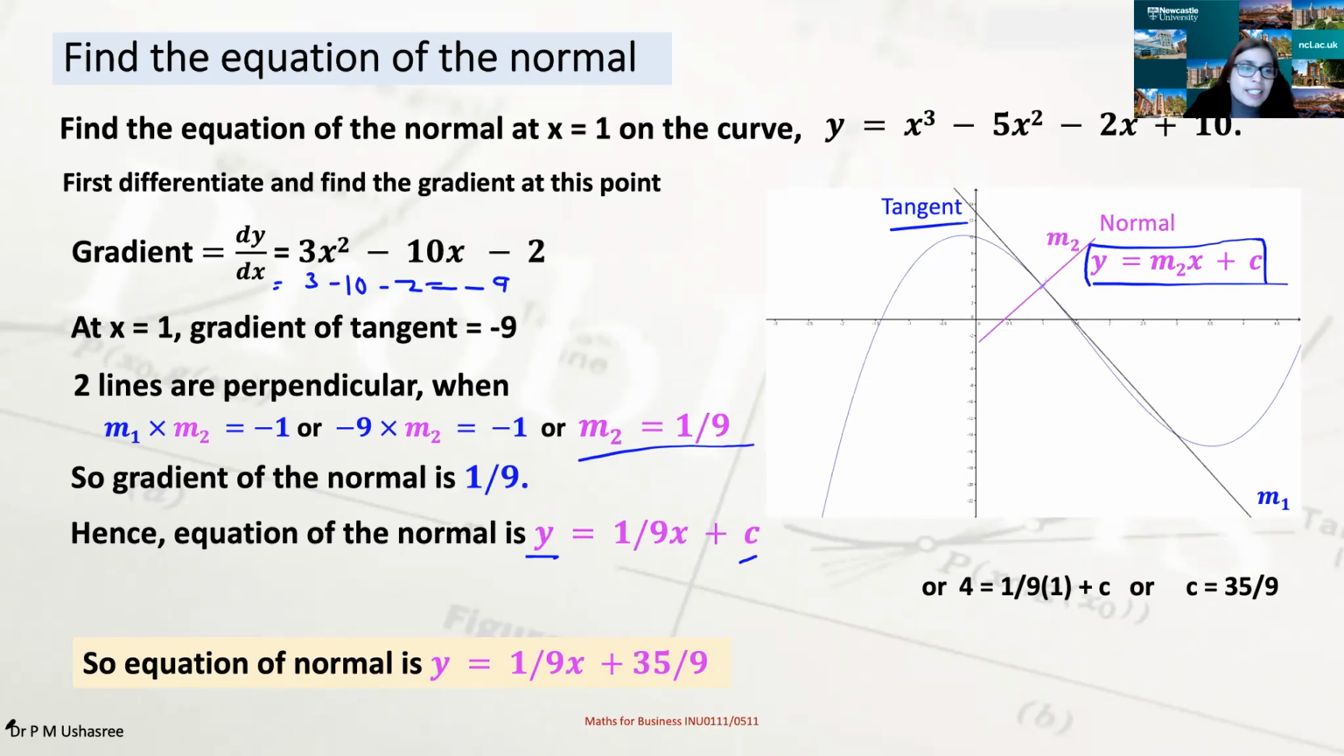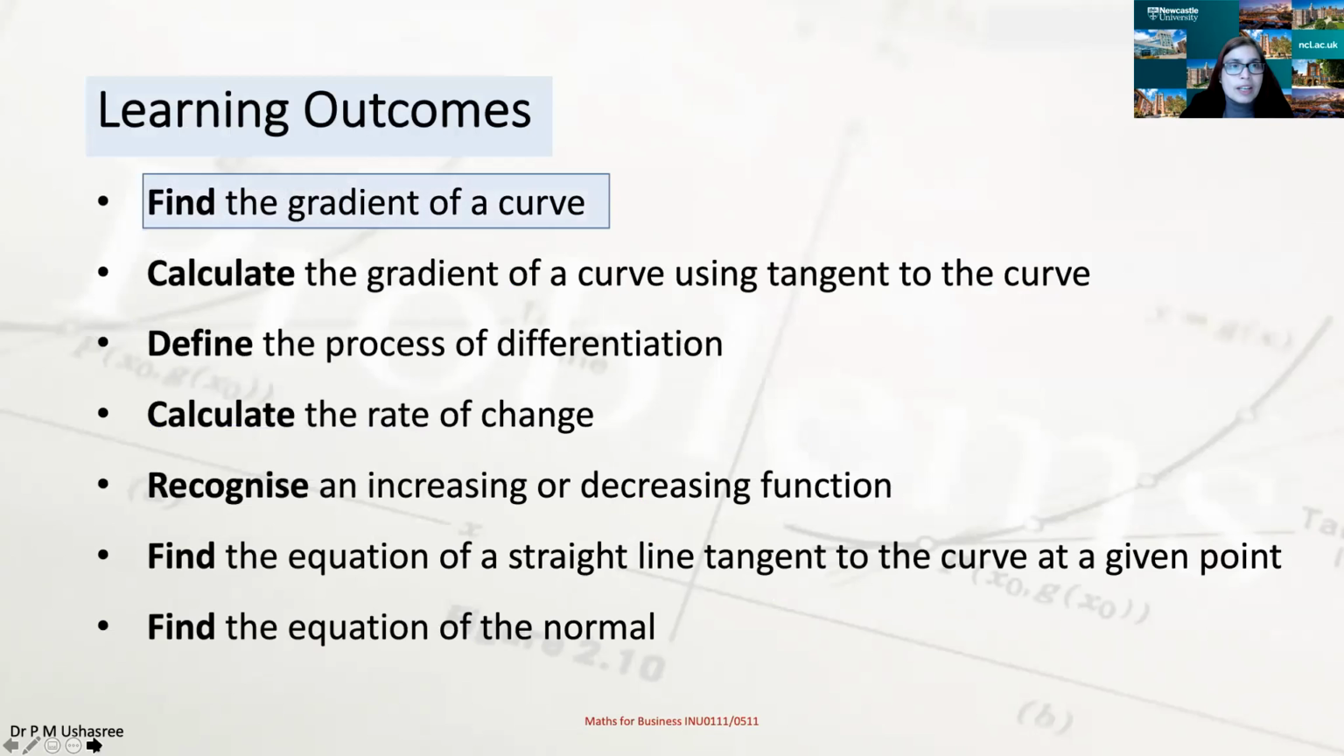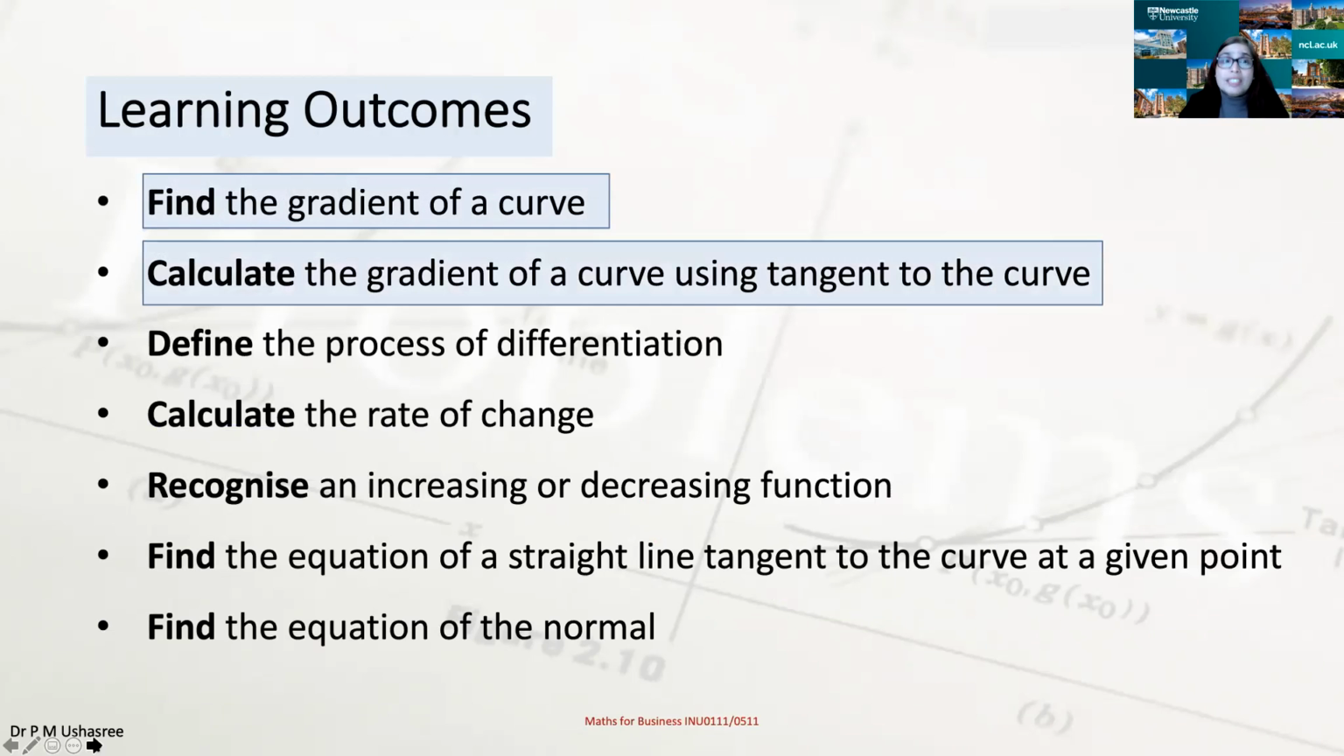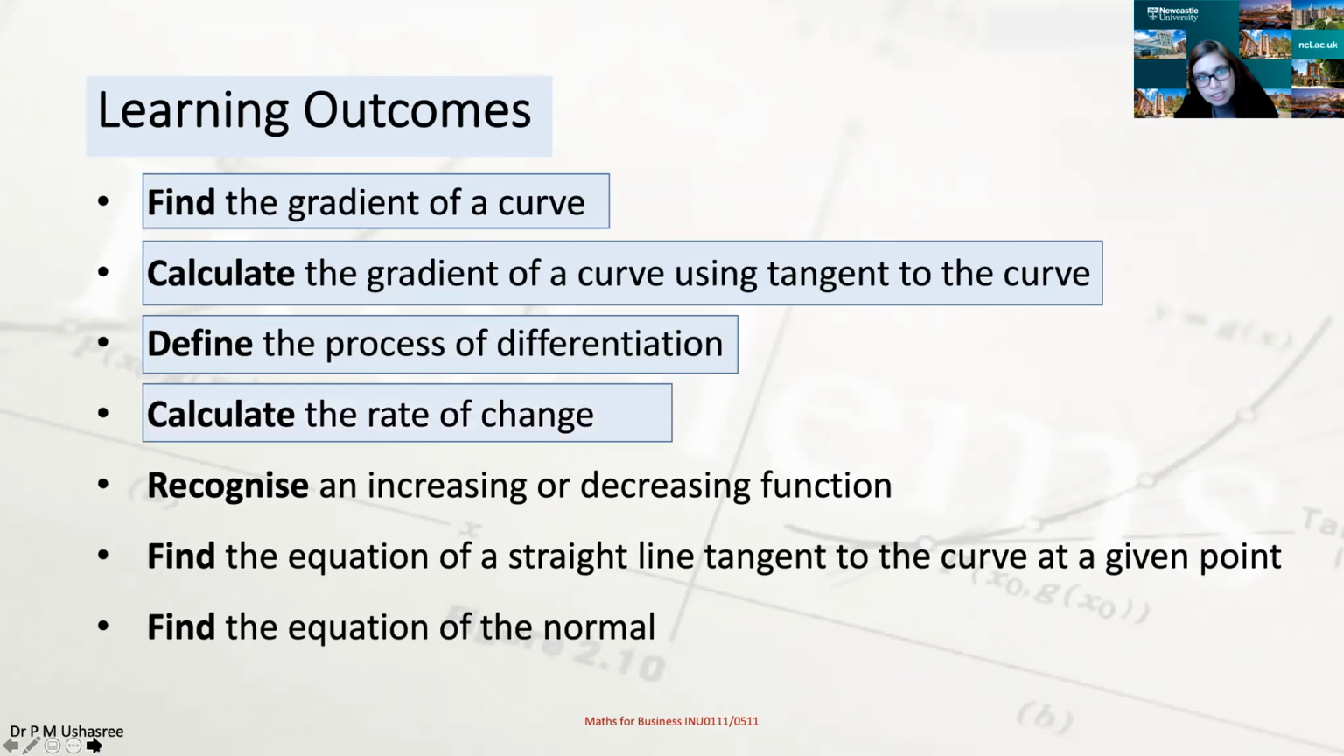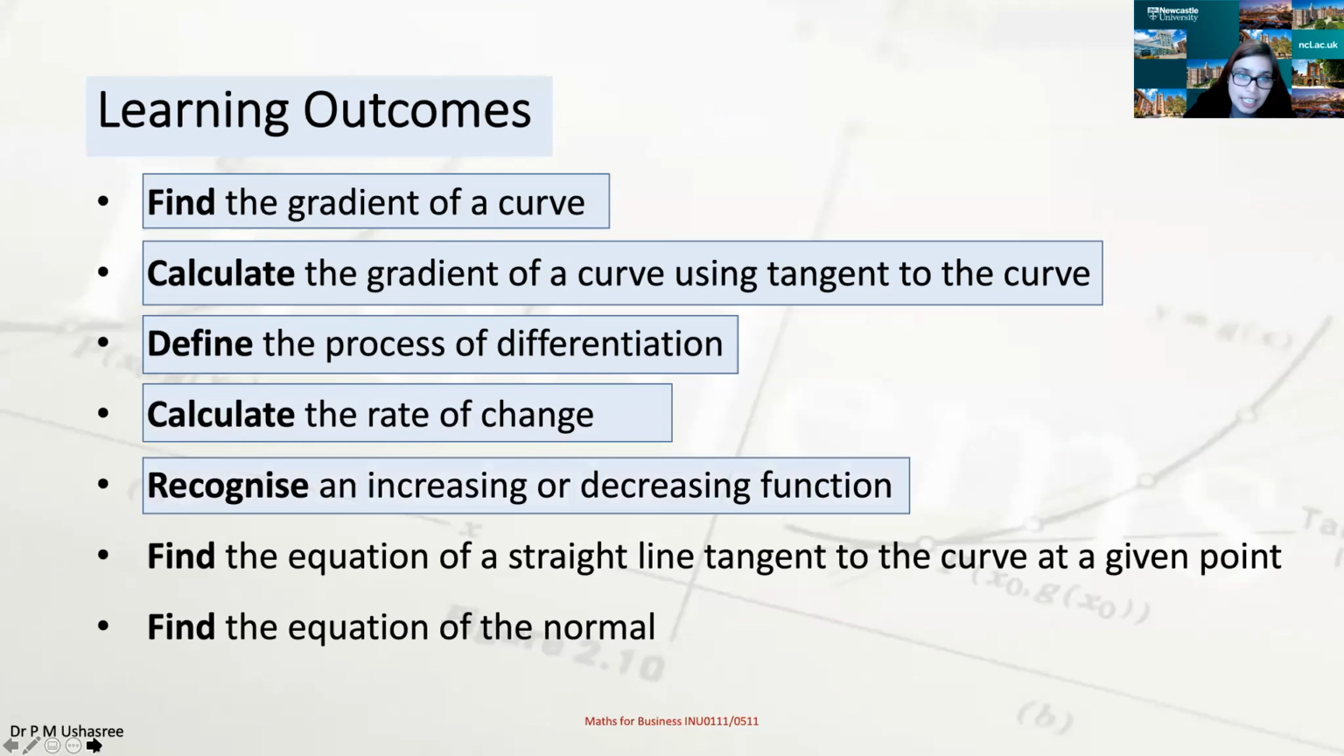That's it. So that's all for today, guys. We have seen how to find the gradient of a curve. We have seen how to calculate the gradient of the curve by using the tangent to the curve. We know what differentiation is now. We can calculate the rate of change and recognize an increasing or decreasing function. Good at finding the equation of the tangent and the normal.